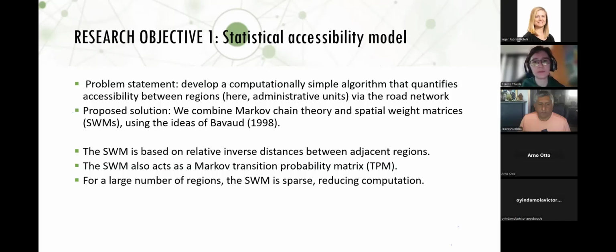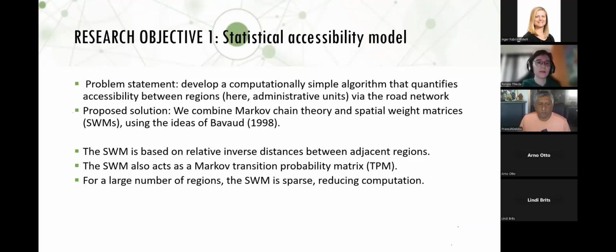And the solution combined Markov chain theory and spatial weight matrices, using some ideas of a fairly old paper, which just never really seemed to gain a lot of traction in the literature, but I investigated it and it seems quite cool. So essentially, I set up a spatial weight matrix that quantifies the sort of level of relatedness between different regions, and then did a little bit of manipulation to turn it into a Markov transition probability matrix. And then that means that you end up with a sparse transition probability matrix to get probabilities of moving between different regions.